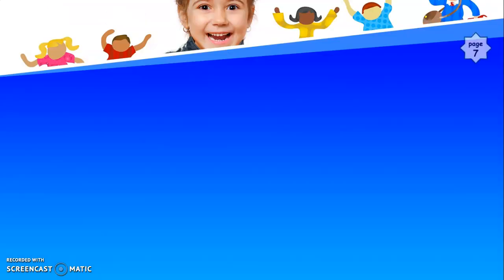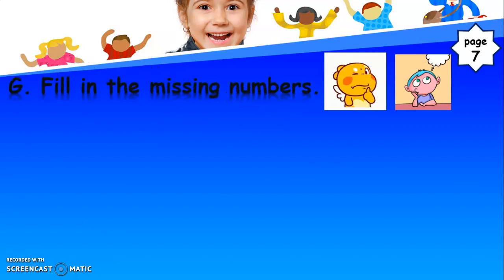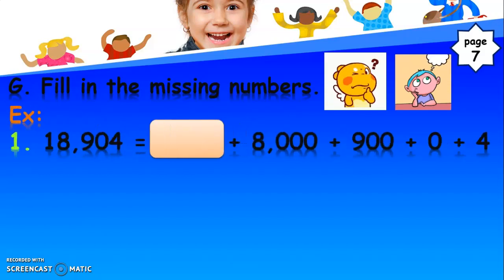Now this time, we are going to practice how to answer page 7 of your workbook. This is for letter G. So for this part, you have to fill in the missing numbers. You have to think of the missing number to complete the expanded form of the given number.